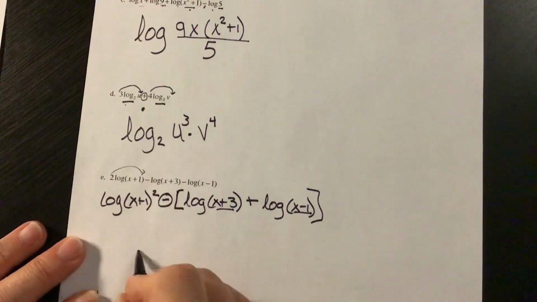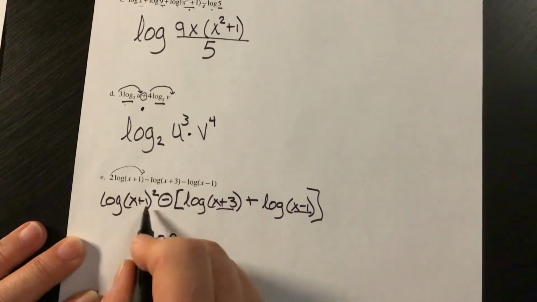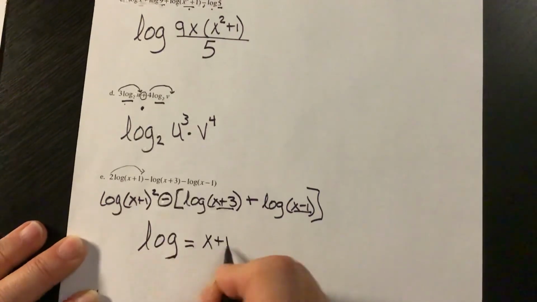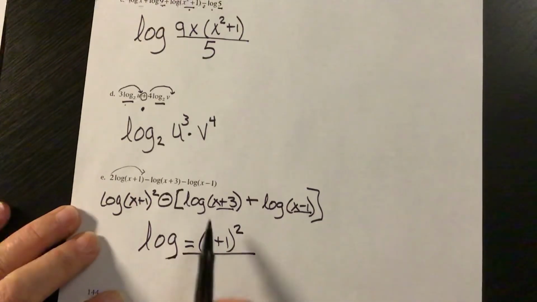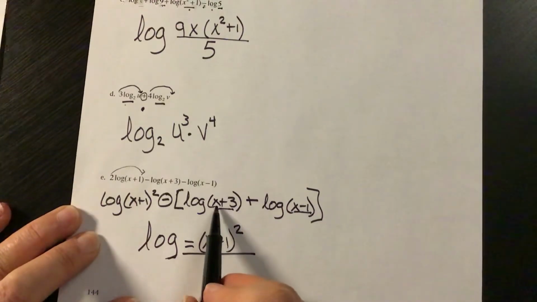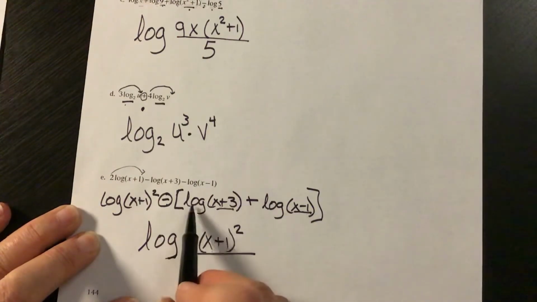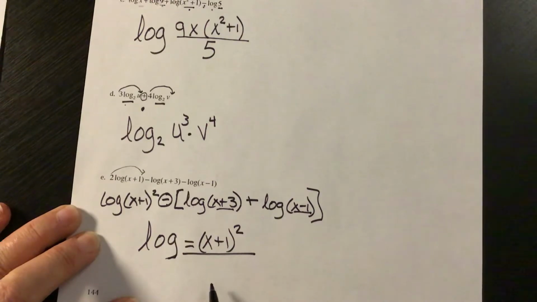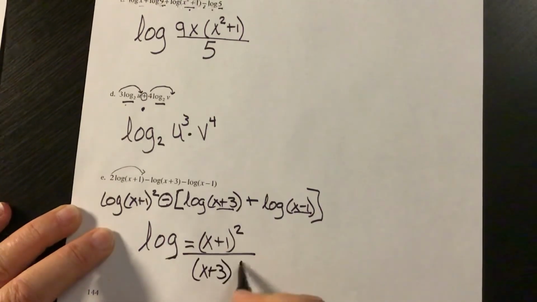So in my single log, I'm going to have an x plus 1 squared, and I'm going to have on my denominator, because I'm dividing or I'm subtracting all of this, so all of this is part of the denominator here. I have an x plus 3 and an x minus 1.